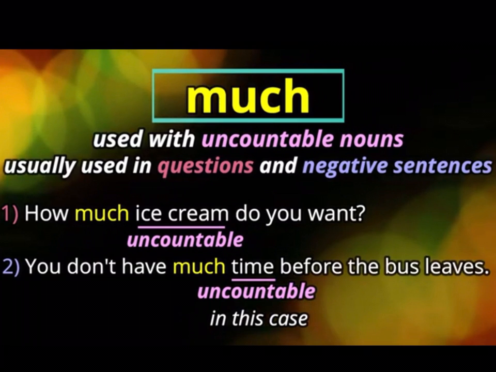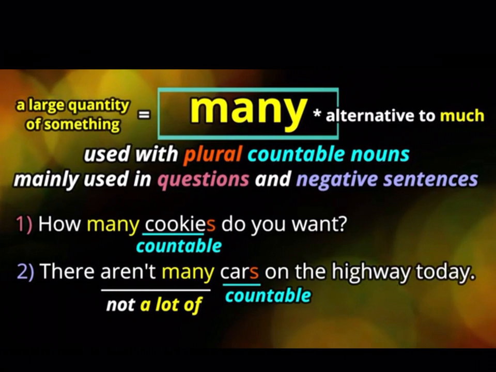In the second example, you don't have much time before the bus leaves. Here we're talking about a negative sentence. You don't have enough time, and time in this example is uncountable. So we use much.